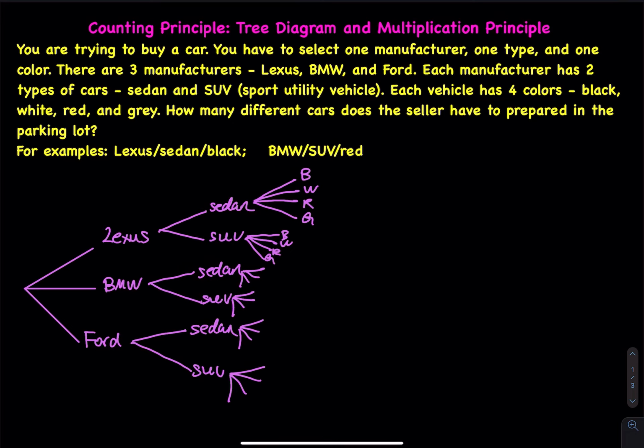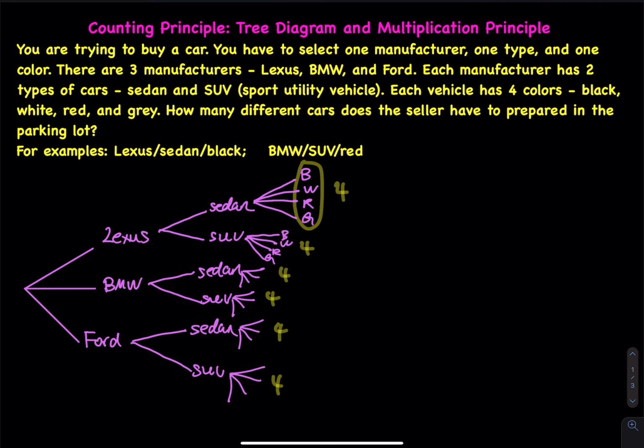So how many cars? Let's say I want to pick Lexus only. How many cars do I have? This is how you count. All you have to do is count the very last branch. So let's make the graph look less messy. For Lexus sedan, you have four cars, right? For Lexus SUV, you have four. For BMW sedan, you have four. BMW SUV, Ford sedan and Ford SUV, you have four options.